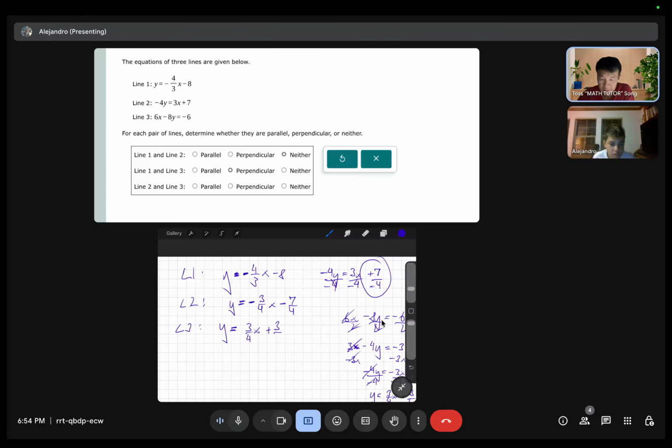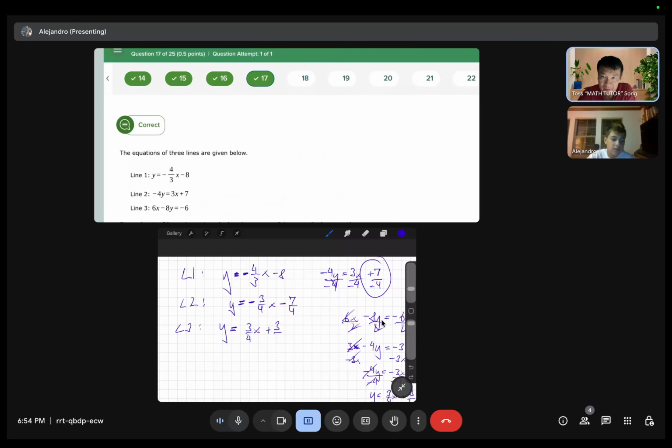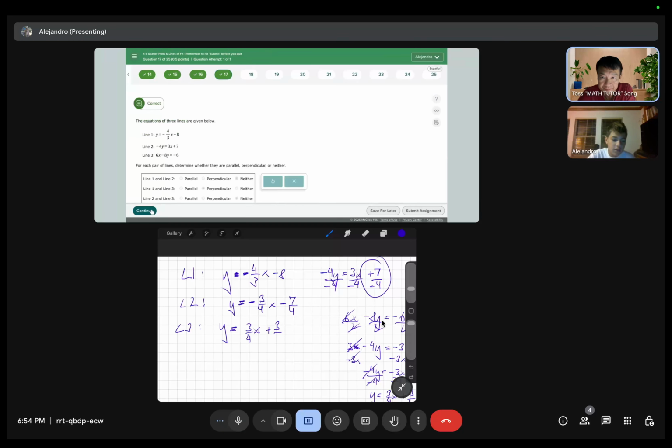Okay, and then what about 2 and 3? That's neither. Yep. As you can see, you probably can't guess this, right? The combination has to be perfectly right, so you have to do some math to figure it out. Okay, very good.